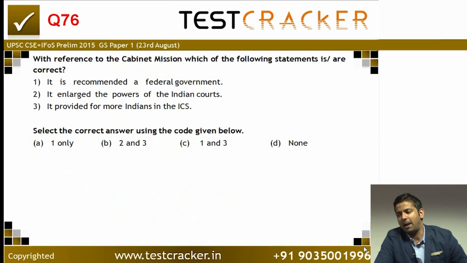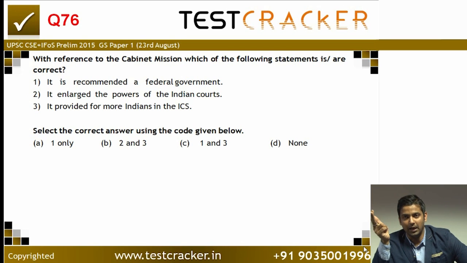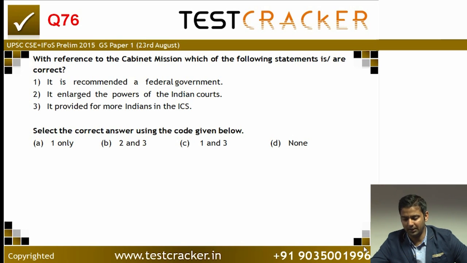Question 76, Cabinet Mission. Statement 1 is it recommended a federal government. Now, what is the federal government? Where the provinces get almost equal powers or more powers than they would get in a unitary kind of government, right? So, what did Cabinet Mission recommend, and which year are we talking about? We are talking about 1946. It recommended groupings of provinces, right? Even if you were able to remember that, groupings of provinces, and then the provinces were to decide whether or not to merge. This was recommended. Obviously, it recommended a federal government there. 2 is it enlarged the powers of Indian courts.